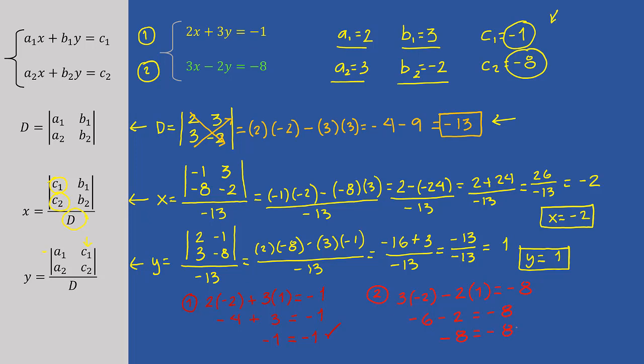So we are correct. On the next video, we will see another example of how to solve systems of equations with two variables by determinants.